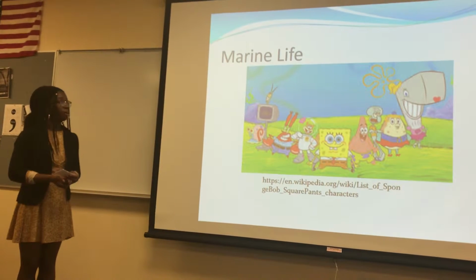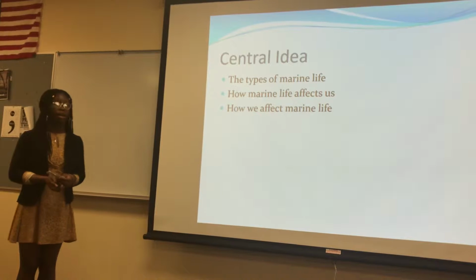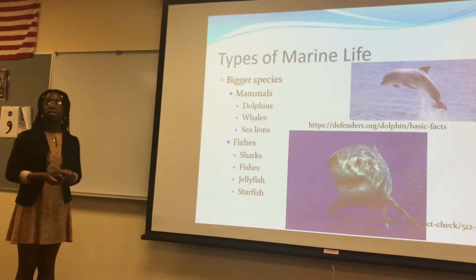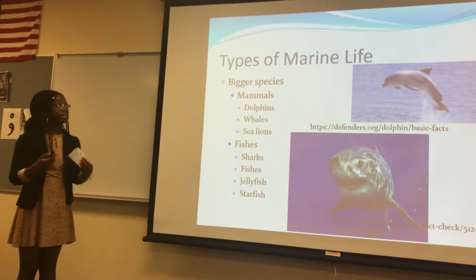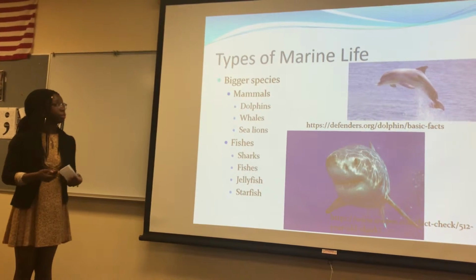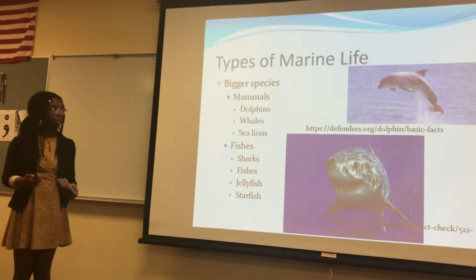And I will talk about the types of marine life, how marine life affects us, and how we affect marine life. The types of marine life can be divided into many categories and subcategories. Some include the bigger species, which are mammals like dolphins and whales and sea lions and sea otters.